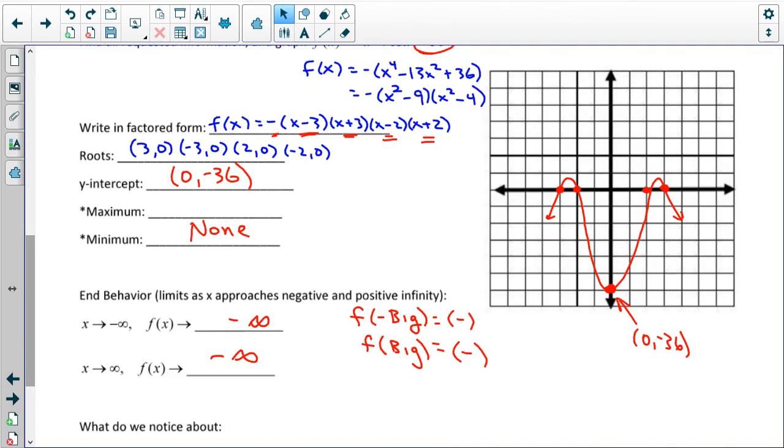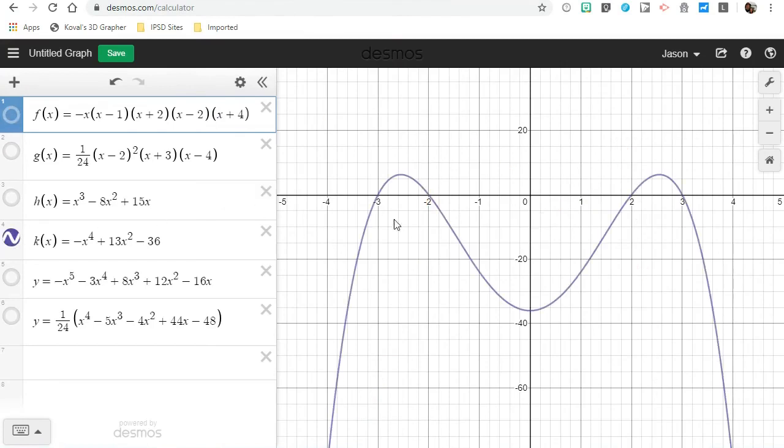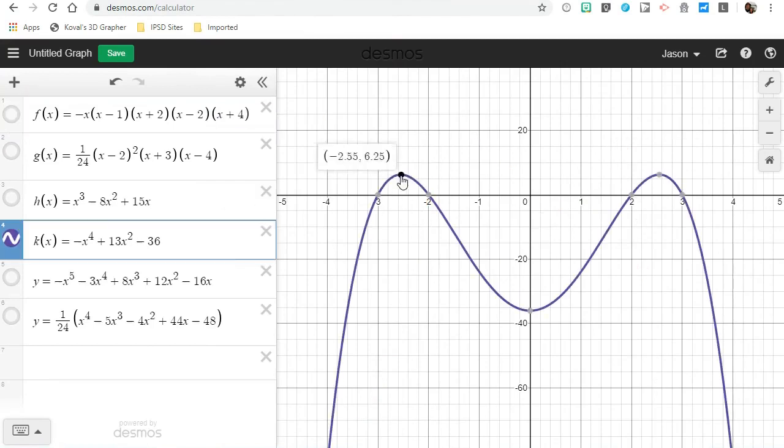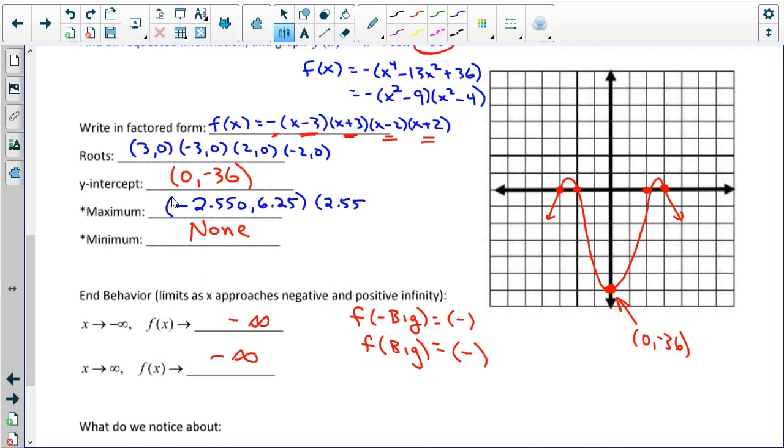So if I want to look at that on my graphing calculator or Desmos, I'll do it on the graphing calculator. I end up with two different values. They end up being the exact same y value. So negative or positive 2.550, and then 6.25, which I actually don't have to round because that is a fraction that has a terminating decimal there.